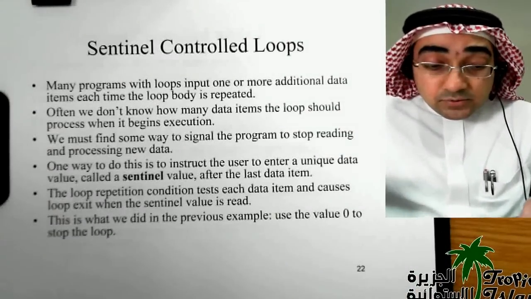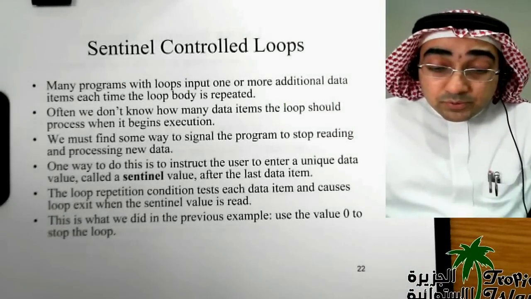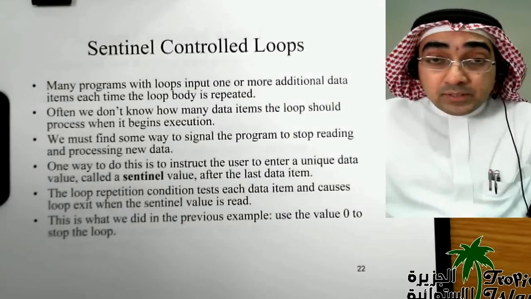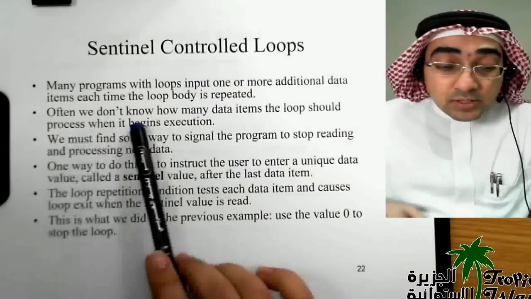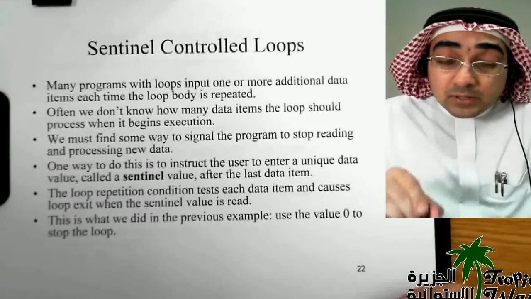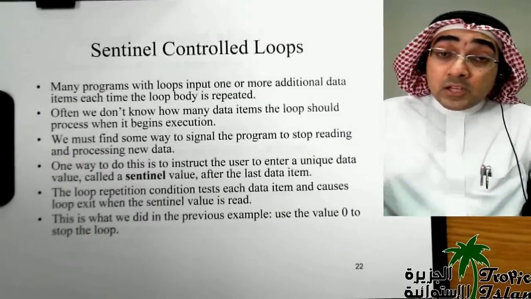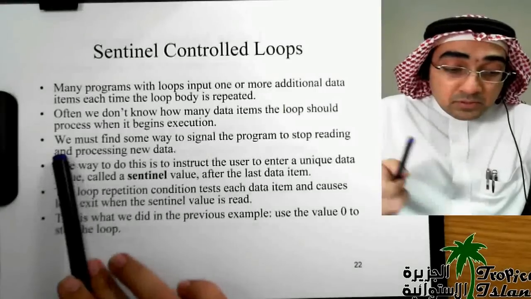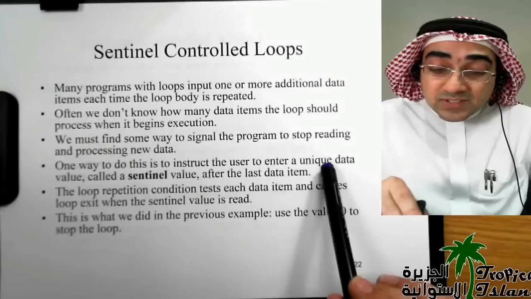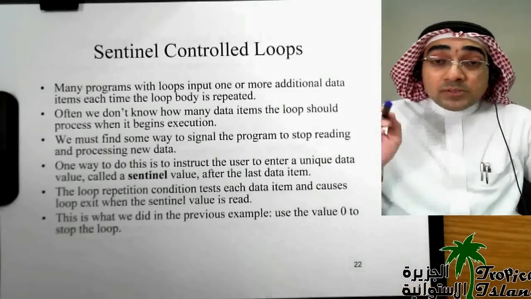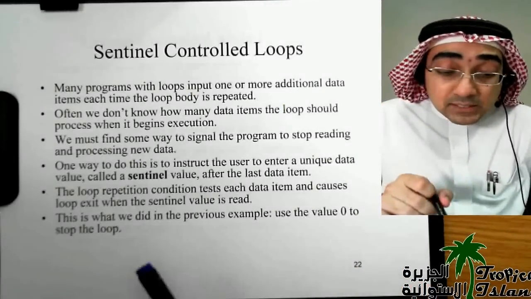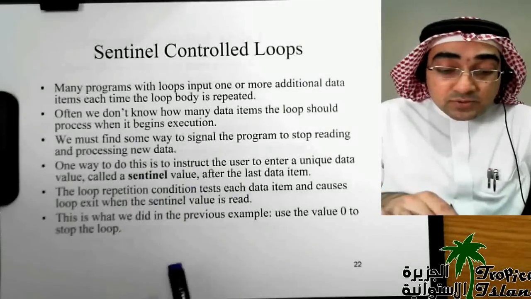Sentinel control loops. Many programs with loops input one or more additional data items each time the loop body is repeated. Often we do not know how many data items the loop should process when it begins execution. So most of the time you don't know how many times you have to loop in a program. We must find some way to signal the program to stop. We want to tell the program, I'm going to give you a signal to stop, and that signal is called a Sentinel. One of the ways to give a signal is to use a Sentinel value.